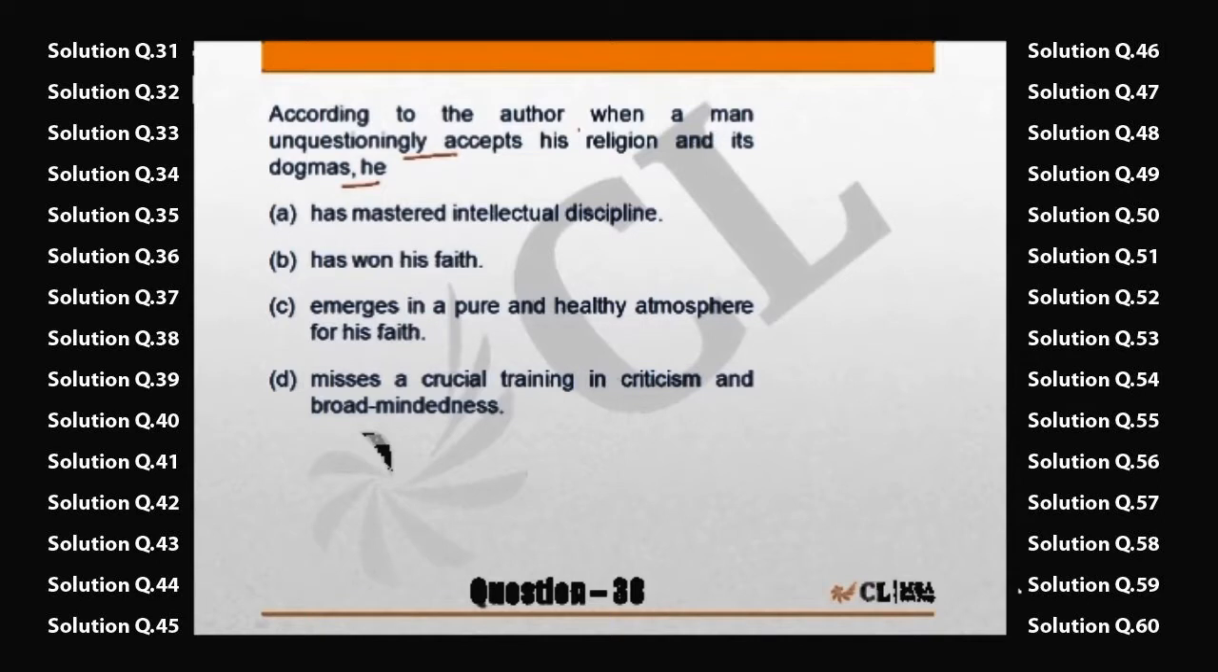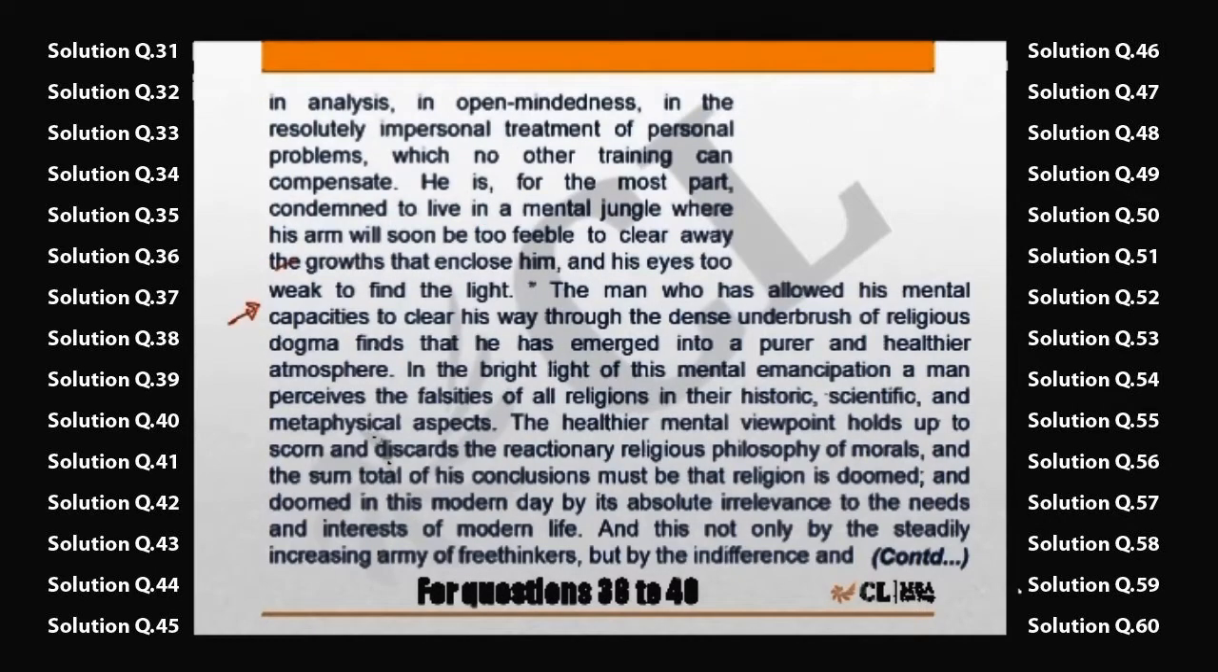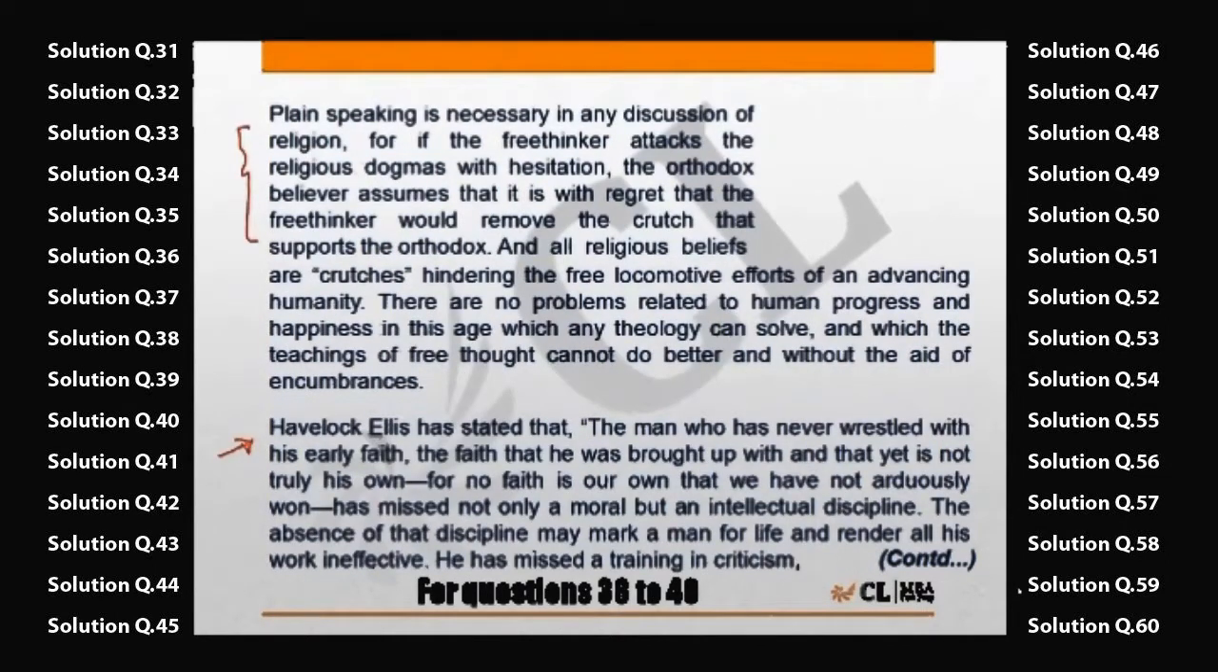Okay, now since I did not remember this statement anywhere, it obviously had to be in the paragraph which I found difficult to read. I was reasonably sure it was not in the end about the Spinoza or in the first paragraph. So I went back to the passage and started reading the second paragraph all over again. We are looking for something. Author says when a man unquestioningly accepts his religion and dogmas, what happens to him?